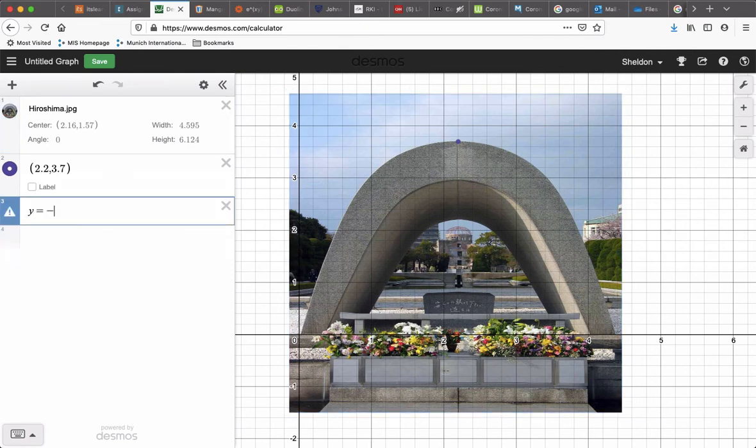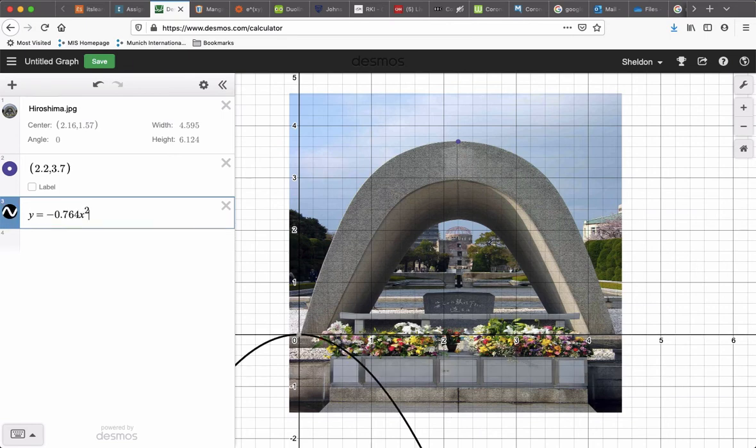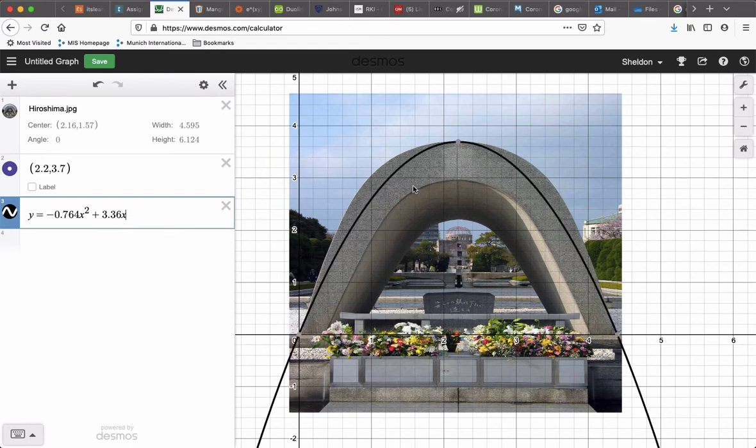I will show that now over here. y equals negative 0.764x squared plus 3.36x. So you can see it's not a perfect fit. It does go right through the vertex, and it goes through these x-intercepts because that's the way we designed it. But it's actually not quite exactly a parabola shape. It's actually a slightly different shape called a catenary.